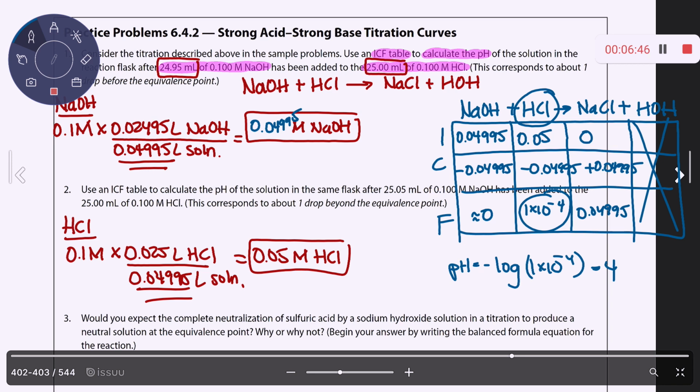Wait, I have a quick question. Do you subtract the 0.04995 from the 0.05? Yes. Because when I did that, I got 5 times 10 to the negative 5. You got 5? Yeah, times 10 to the negative 5.